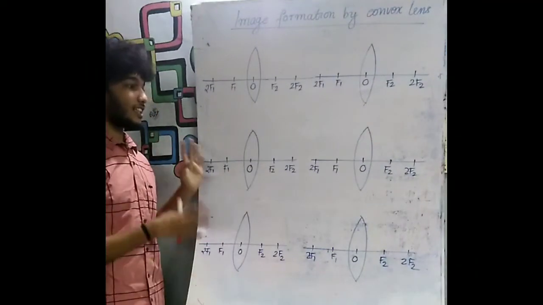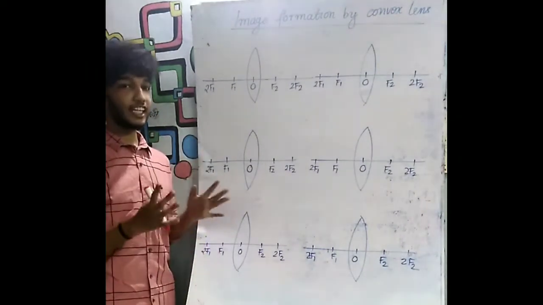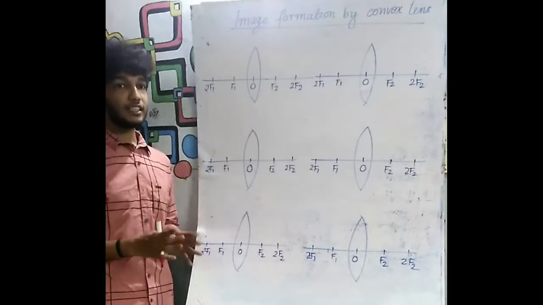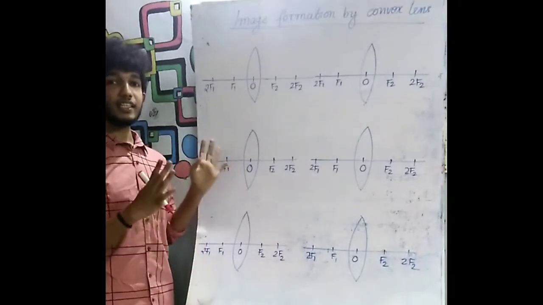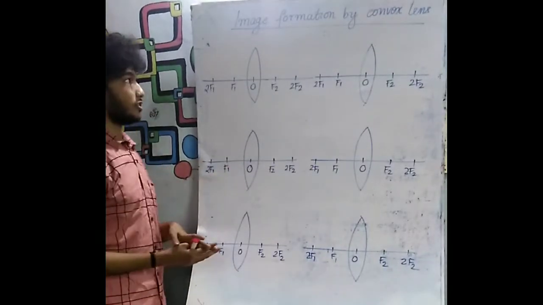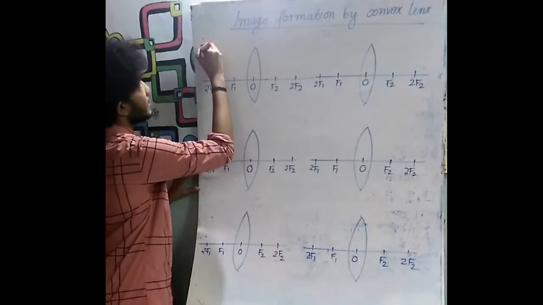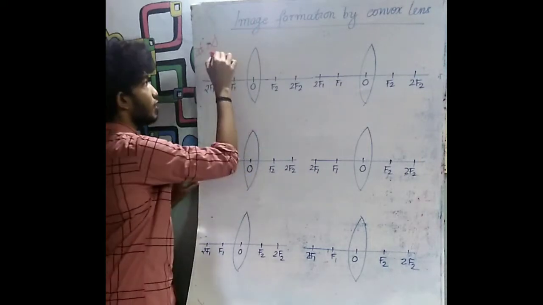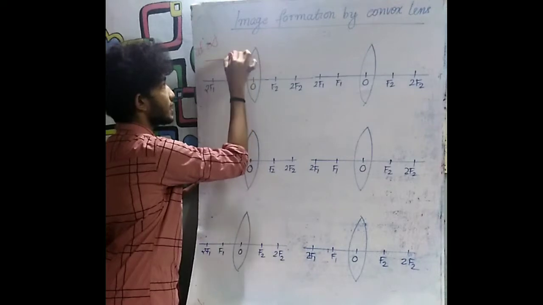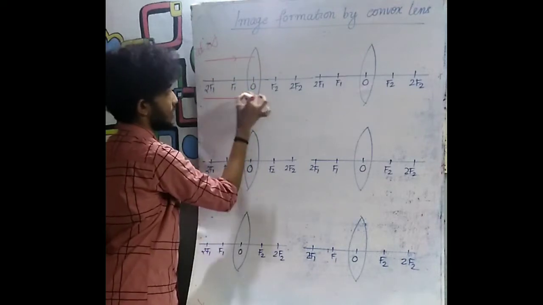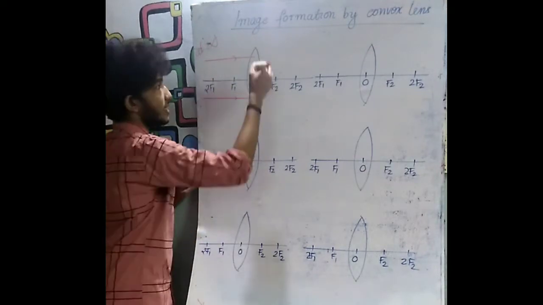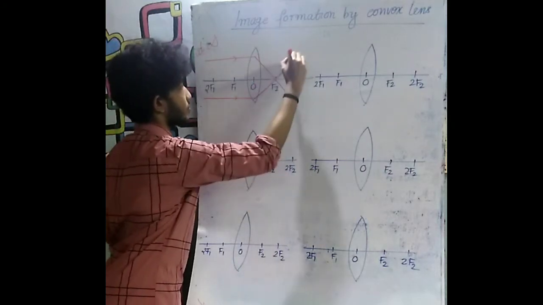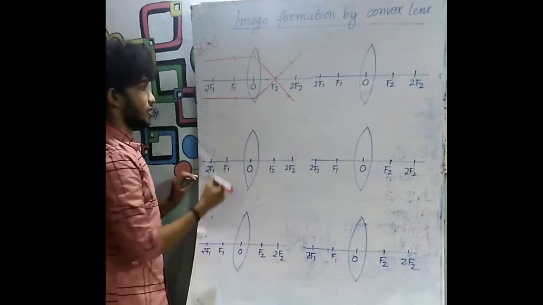See here, there are 6 cases we have to discuss. Image formation by convex lens. Let us see by placing our object at each of the 6 different positions. First of all, in the first case, let us place the object at infinity. When a ray of light comes from infinity, it comes parallel to the principal axis, and after refraction, the parallel rays pass through the focus. This is the image formation.